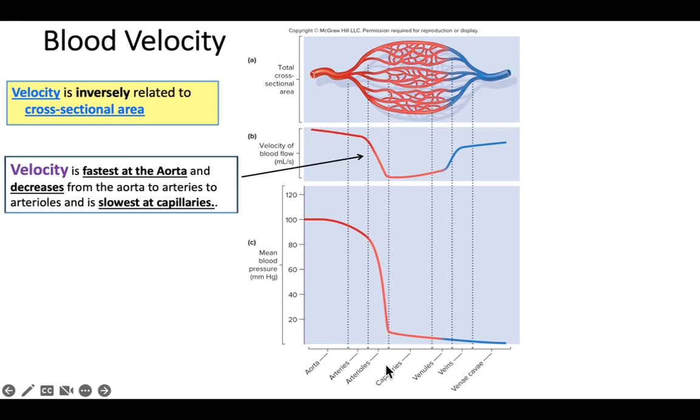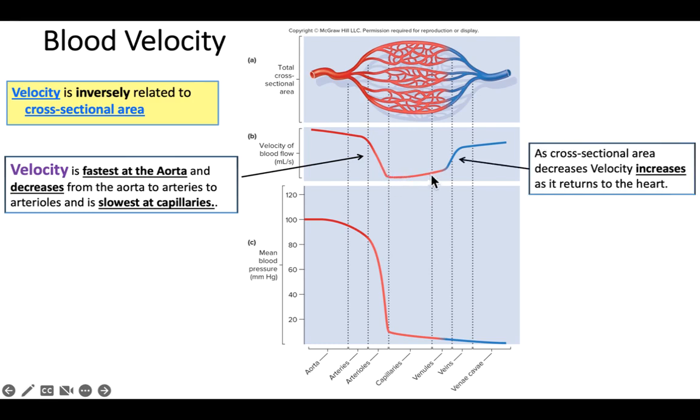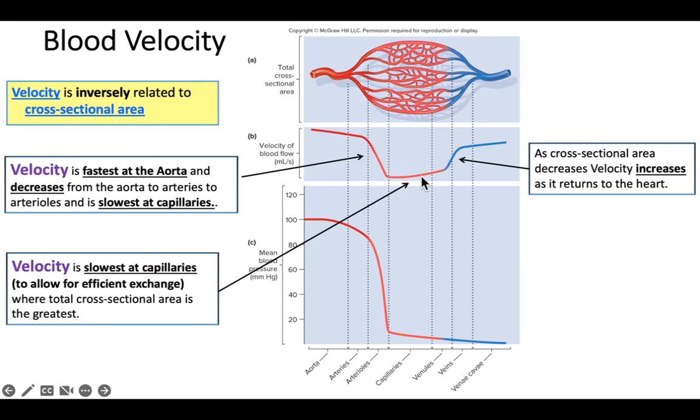So again, if we look down here, we're going from the aorta all the way eventually to the vena cava. The velocity is greatest in the aorta because it has the lowest cross-sectional area. Then as the cross-sectional area gets bigger, the velocity starts to slow. We're going to reach our slowest point in the capillaries. The capillaries are where the blood slows down, and that's important because that's going to give us time to do exchange.